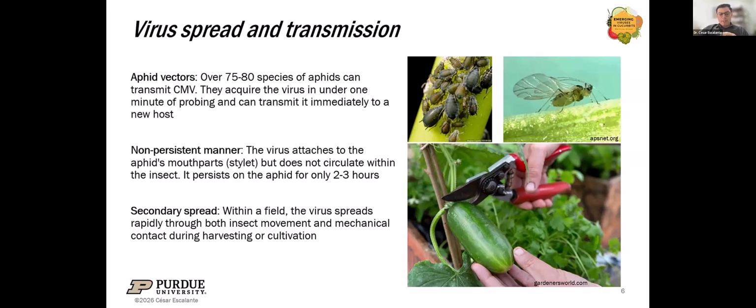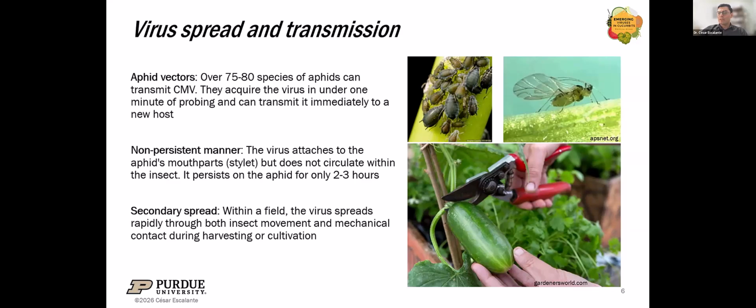And then it will move to other plants and will start transmitting the virus immediately. Because the virus stays in the stylet and doesn't enter the aphid's body, the insect only remains infectious for a few hours, but that's more than enough time to infect the entire plant, or even several rows within a field.